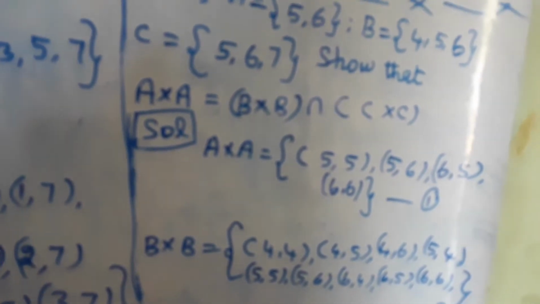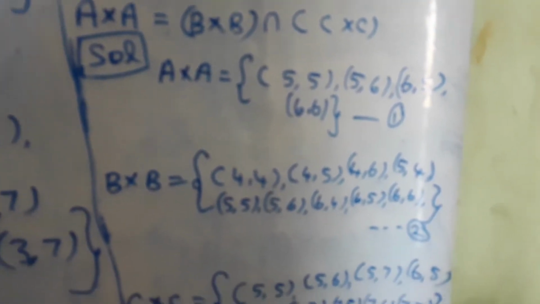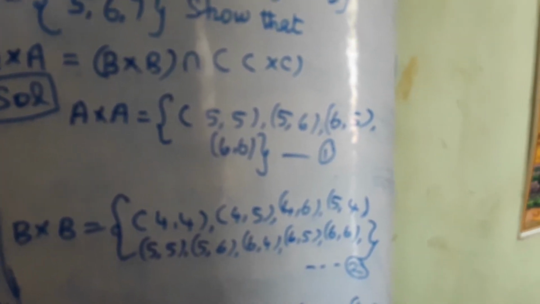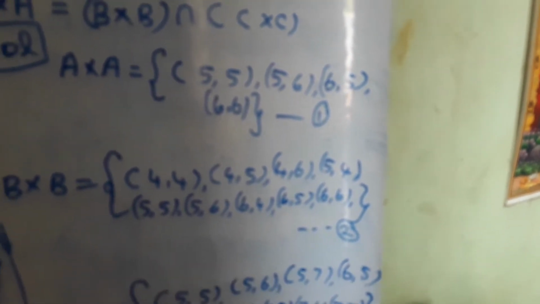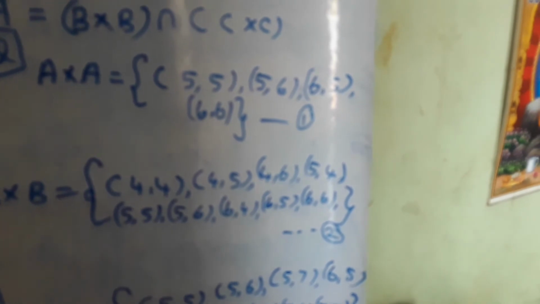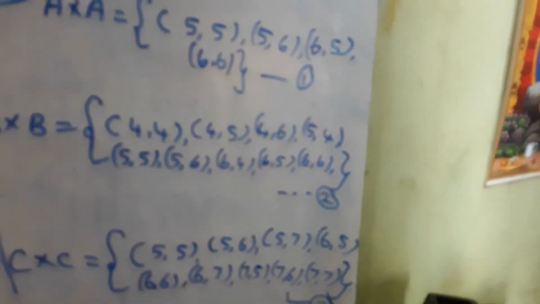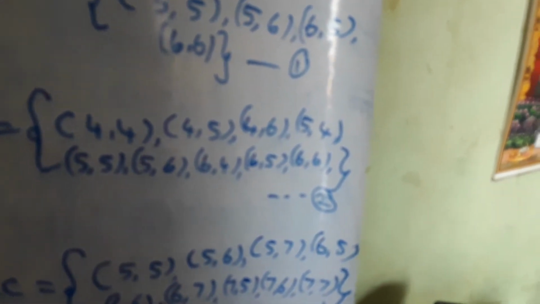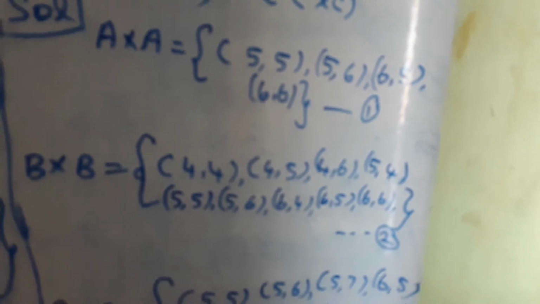We find B cross B. B is given as {4, 5, 6}. So B cross B is equal to {(4, 4), (4, 5), (4, 6), (5, 4), (5, 5), (5, 6), (6, 4), (6, 5), (6, 6)}. Let this be equation number 2.